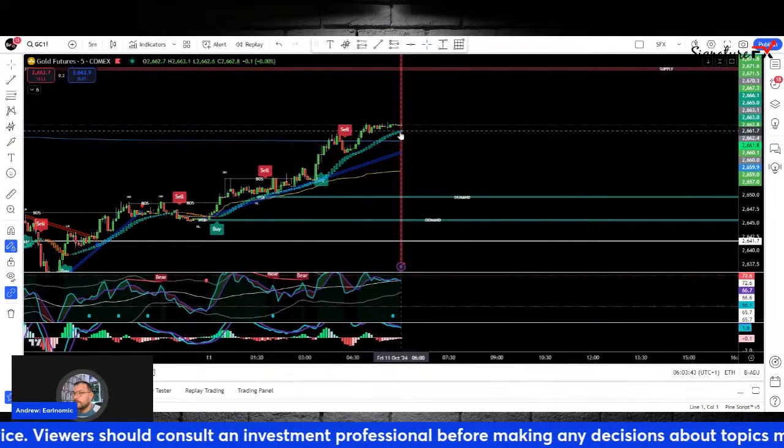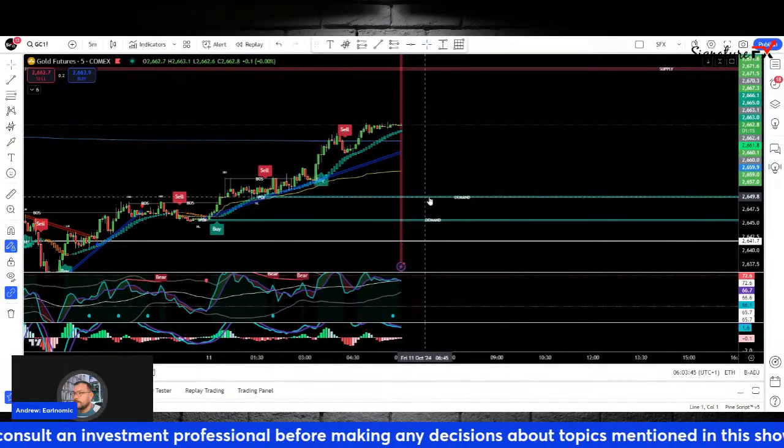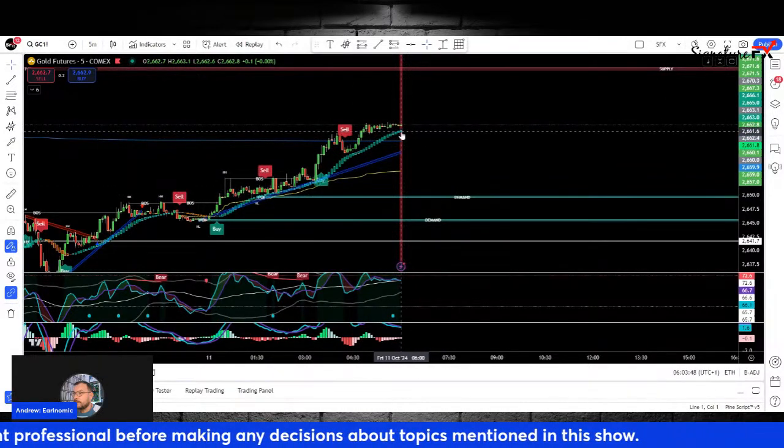So yeah, this morning I'm looking for a sell, looking for a short down to this demand level here. Just waiting for a break in this area.